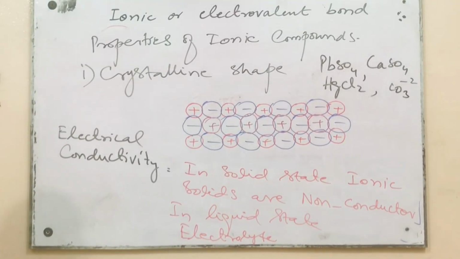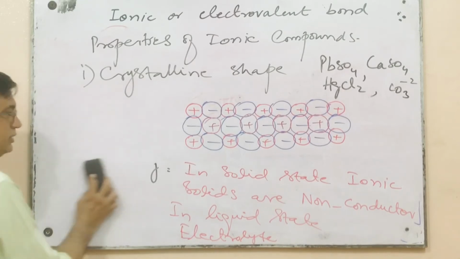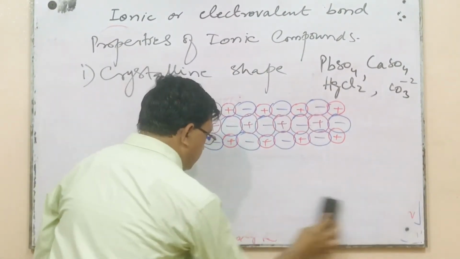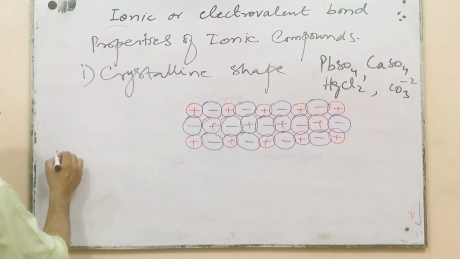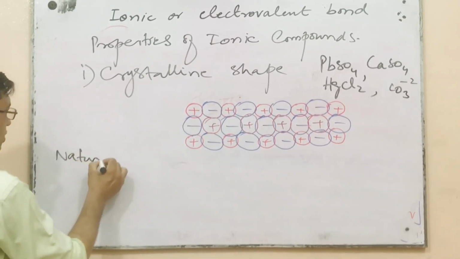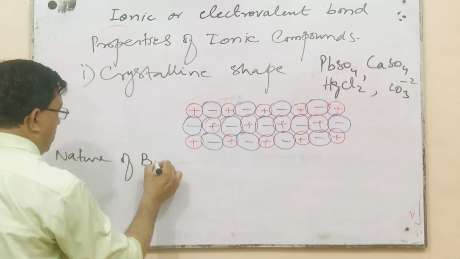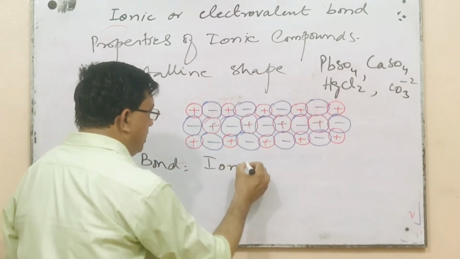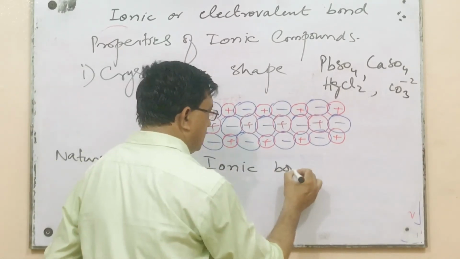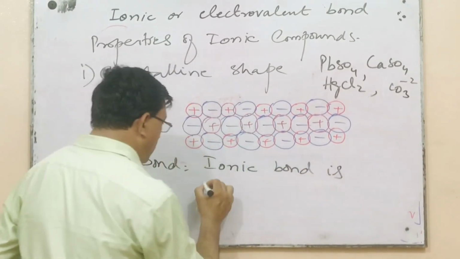Now, next is nature of bond. Nature of bond means the nature of bond. Ionic bond is non-directional.